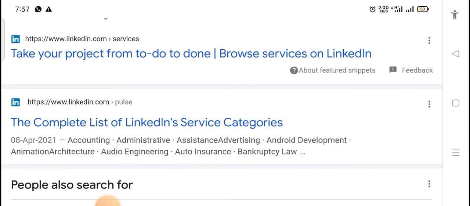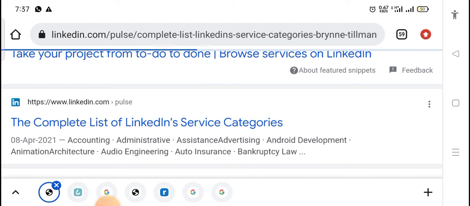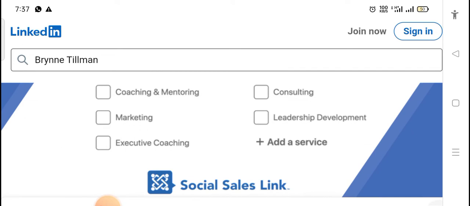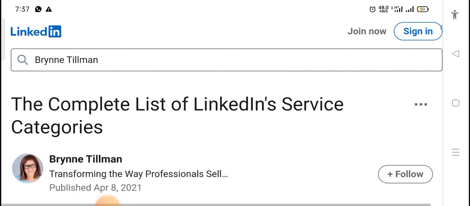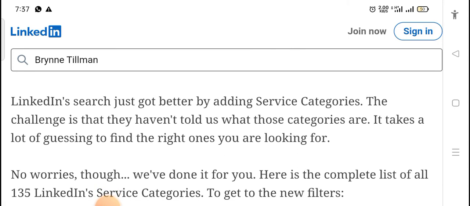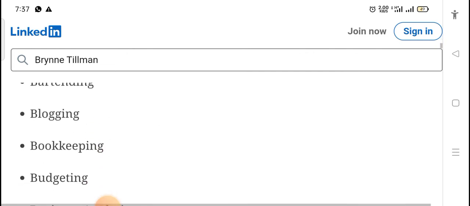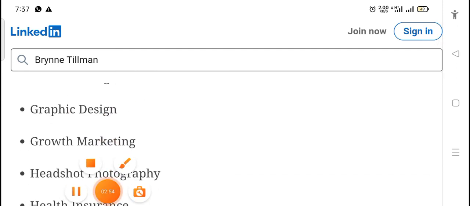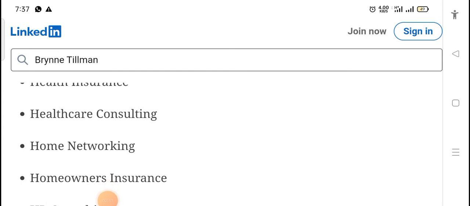The complete list of LinkedIn services categories. LinkedIn search just got better by adding service categories. The challenge is that they have not told us what those categories are. It takes a lot of guessing to find the right ones you are looking for. No worries. This is also with our LinkedIn service.